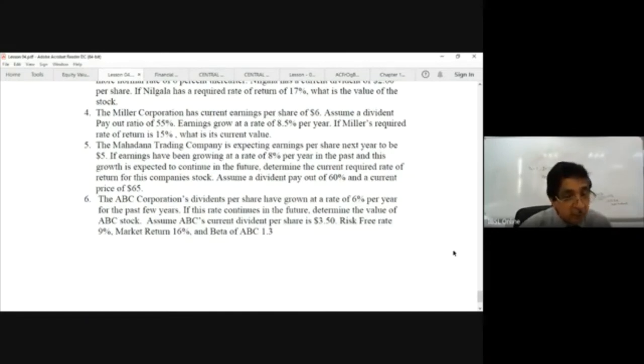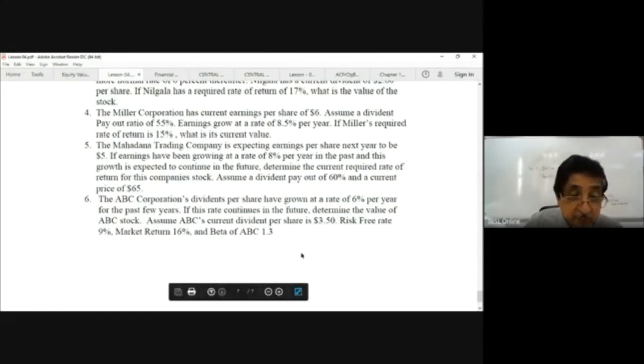Now, first of all, you find out the required rate of return. So that is the first thing which you need to do. Calculate the required rate of return of ABC. You need to use the capital asset pricing model.